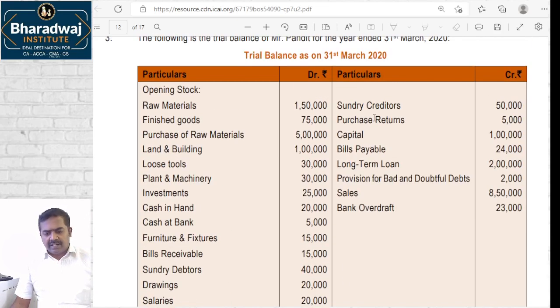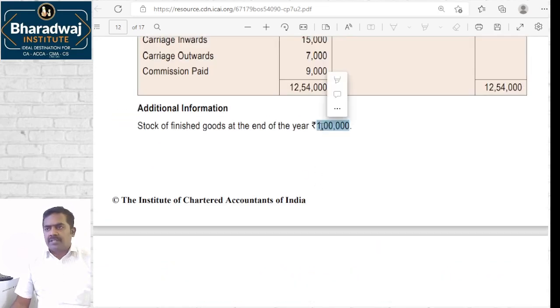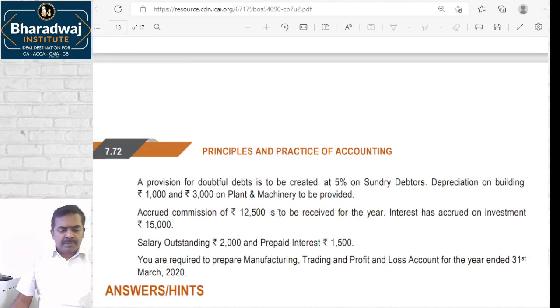Next, on the credit side, creditors of course liability. Purchase returns minus from purchases. Capital, balance sheet. Bills payable, liability. Long term loans, liability. Provision for bad debts, we will see the closing and opening balance and put it. Sales, trading account. Bank OD, liability. We have been given the closing stock of finished goods. Provision for bad debts to be created at how much? 5% on debtors. The P&L account lower.